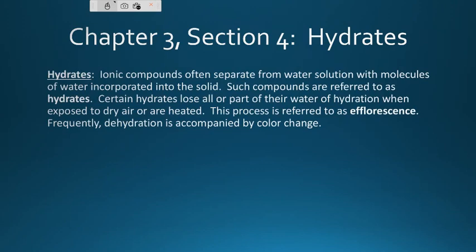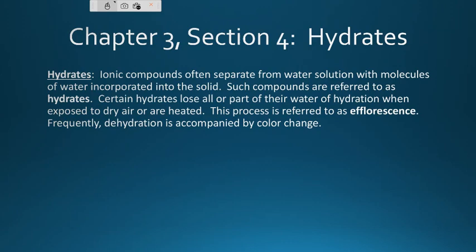Ionic compounds often separate from water solutions with molecules of water incorporated into the solid. So there's a little bit of water in there, and such compounds are referred to as hydrates. Certain hydrates lose all or part of their water of hydration when they're exposed to air, they dry out or they're heated up, and we refer to that process as efflorescence.